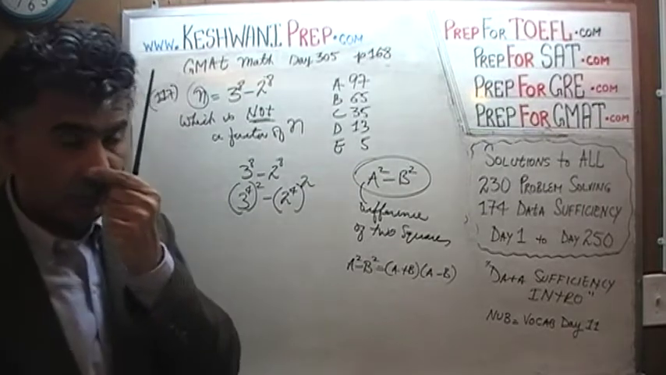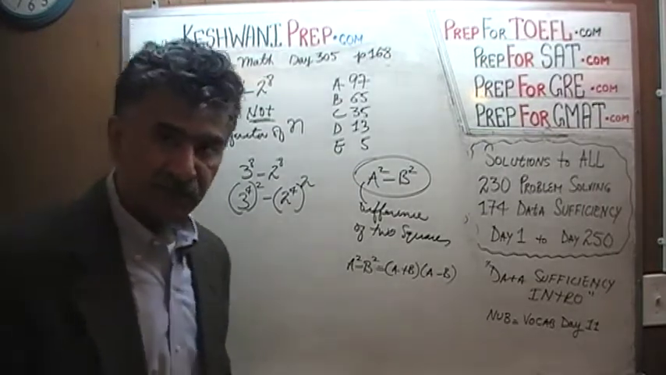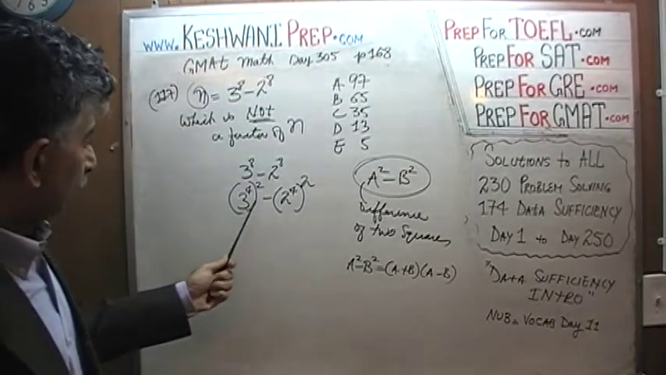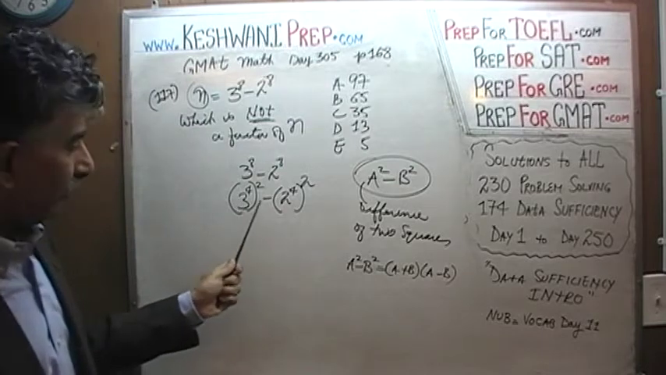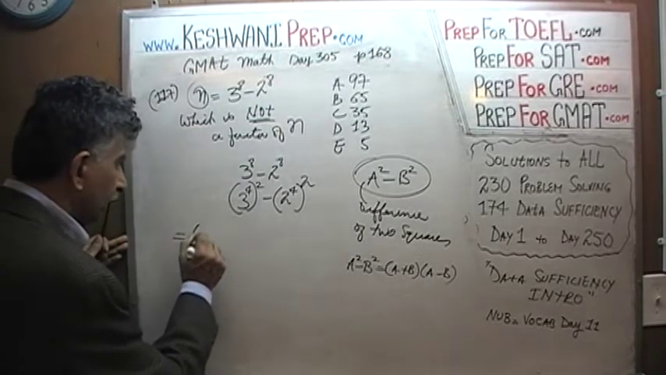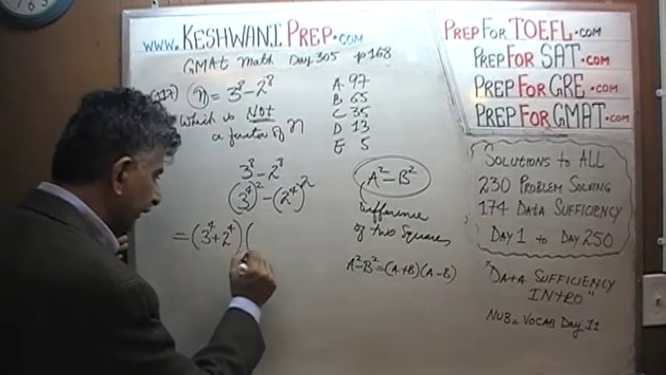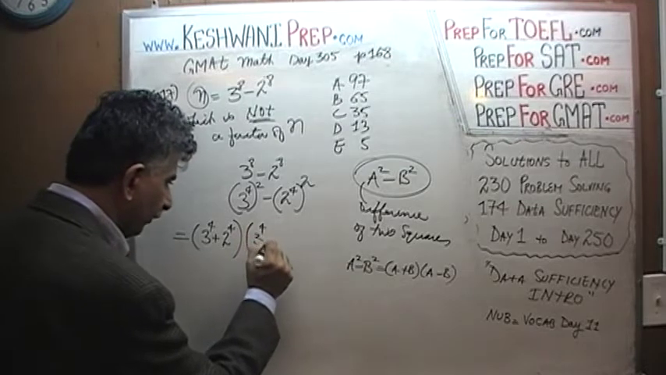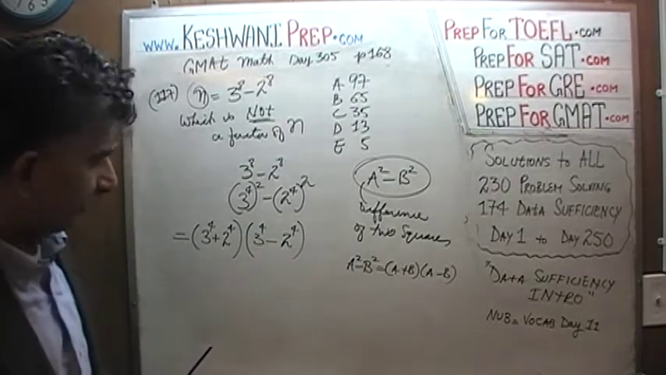Just a second ago I told you I wasn't going to explain anything, and there I go again. I guess it's compulsive. So let's do that: a plus b and a minus b. A is 3 raised to 4 and b is 2 raised to 4. So this quantity is going to be equal to 3 raised to 4 plus 2 raised to 4, times 3 raised to 4 minus 2 raised to 4. So far so good.